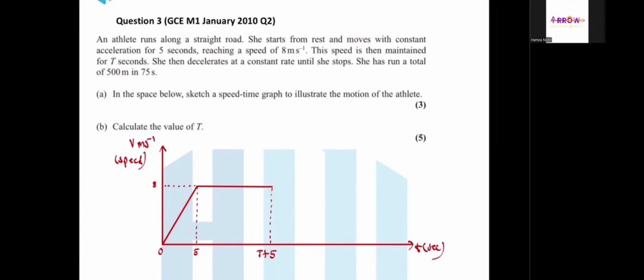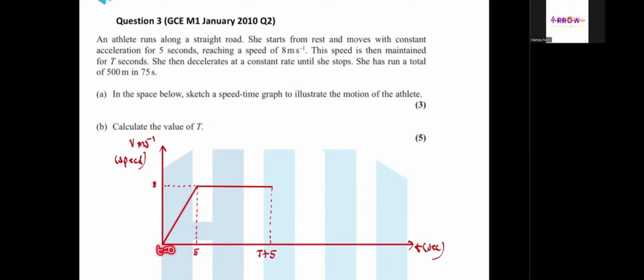But what we can do is use some common sense here. If you look at the scenario given in the question, the athlete runs along a straight road. Obviously, when an athlete runs in a marathon or a race, they try to achieve a maximum speed in very little time, isn't it? Makes sense or not? When the athlete starts to run in the race, she tried to achieve a speed of 8 meters per second in 5 seconds as quickly as possible.